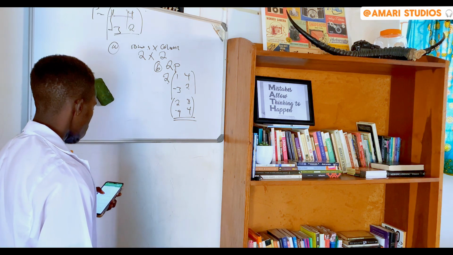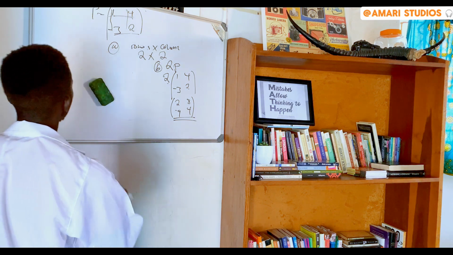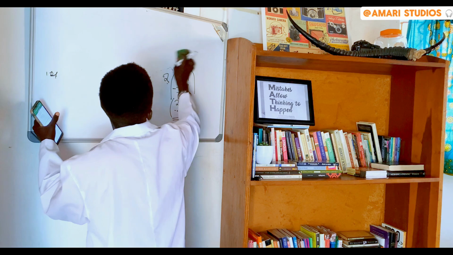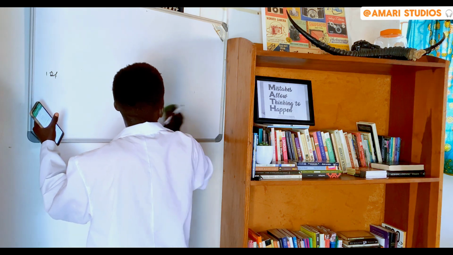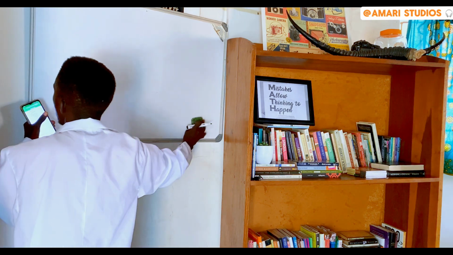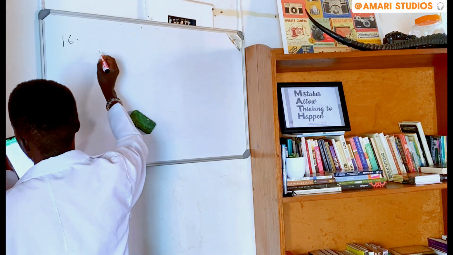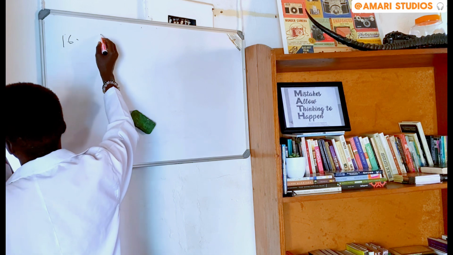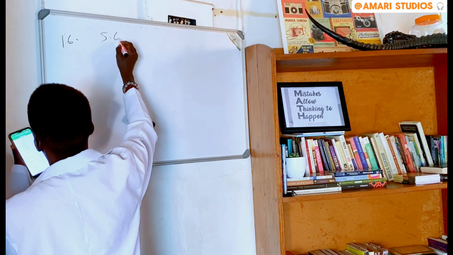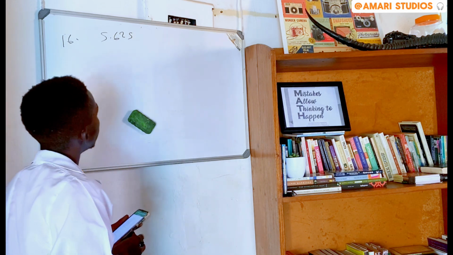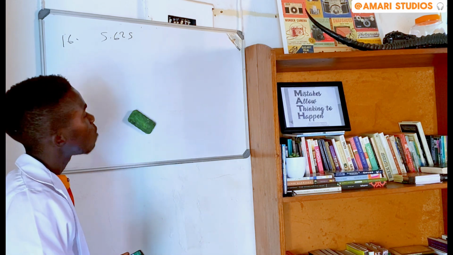We move on to the next question, which is actually on binary numbers. This question was taken from the topic binary numbers. So now, question 16 of section B. Question 16 is saying convert 5.625 into base 2.